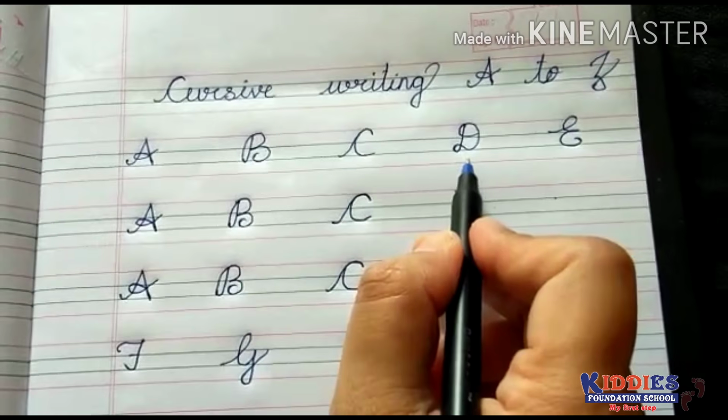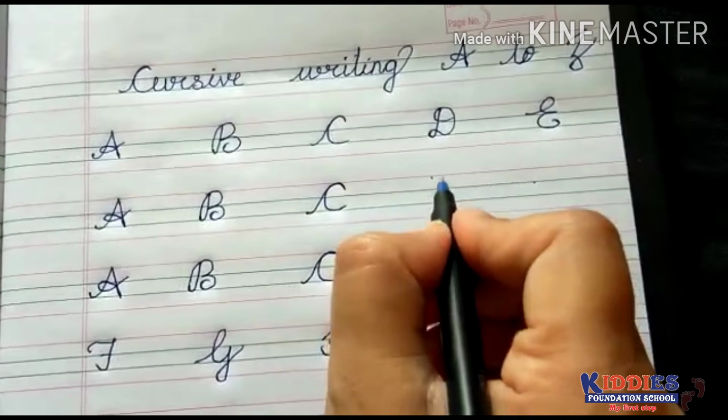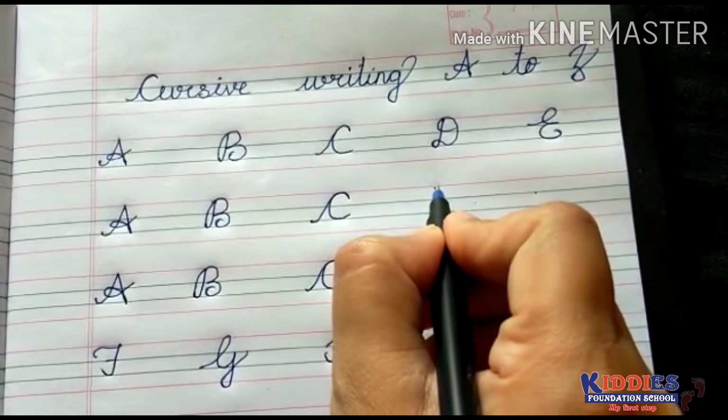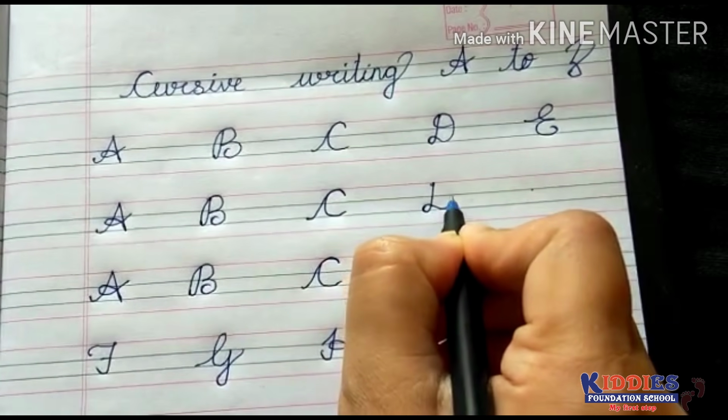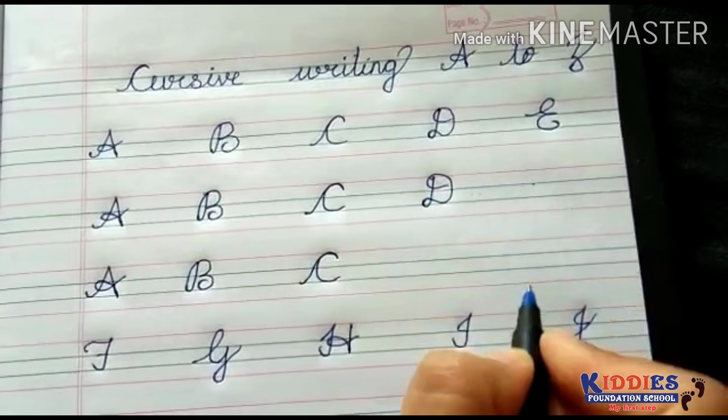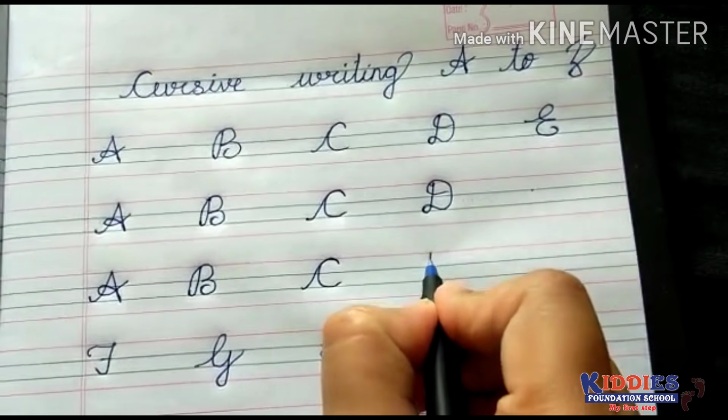Now this is the cursive letter D. We will start from the red line, like this, by touching the blue line. Once again.